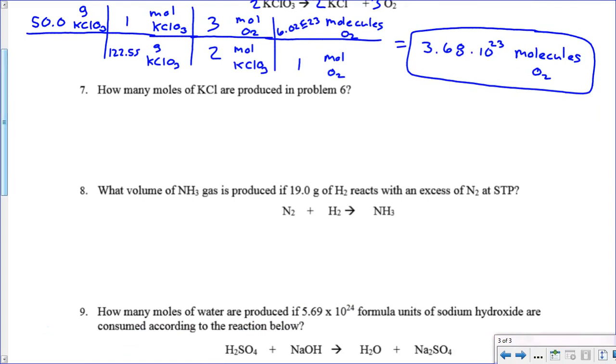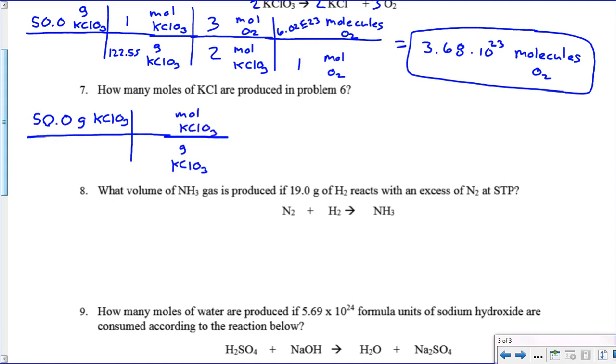So we're going to start the same way, 50.0 grams of KClO3. And then we want to get out of grams of KClO3 and into moles of KClO3. And then we want to get from moles of KClO3 to moles of KCl.